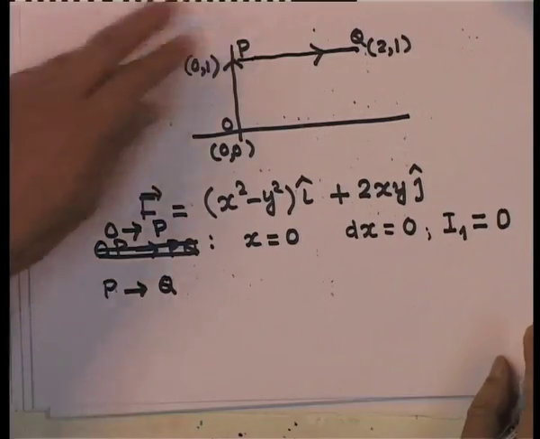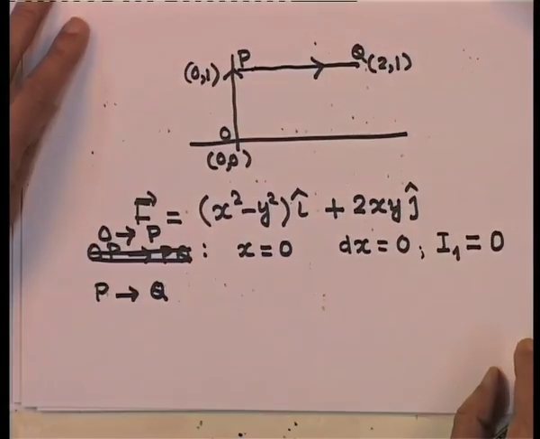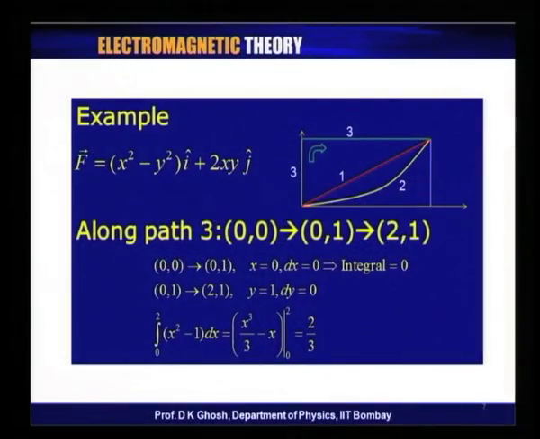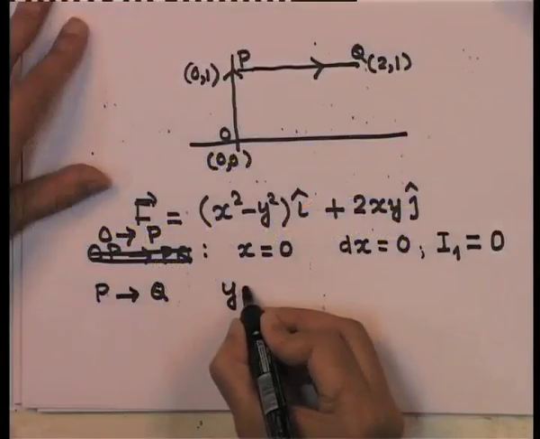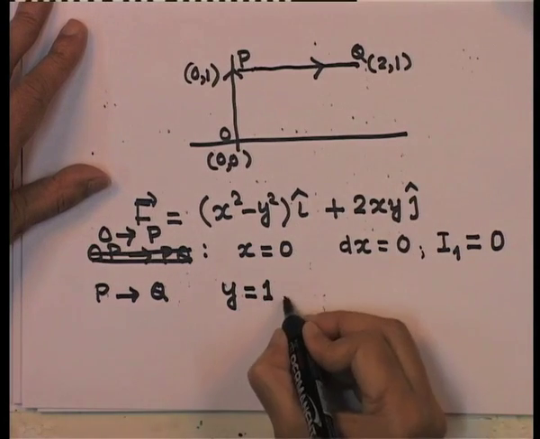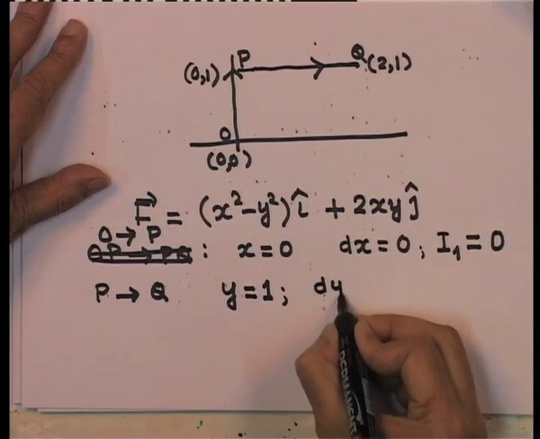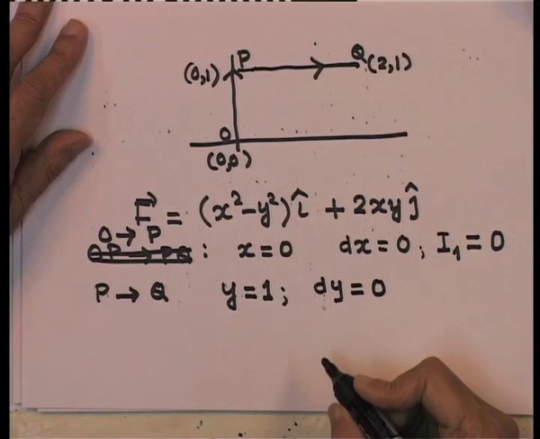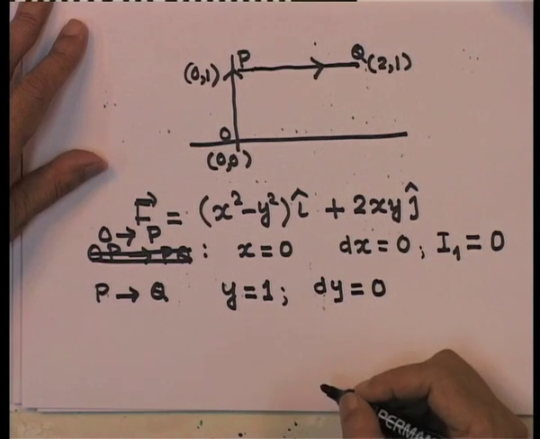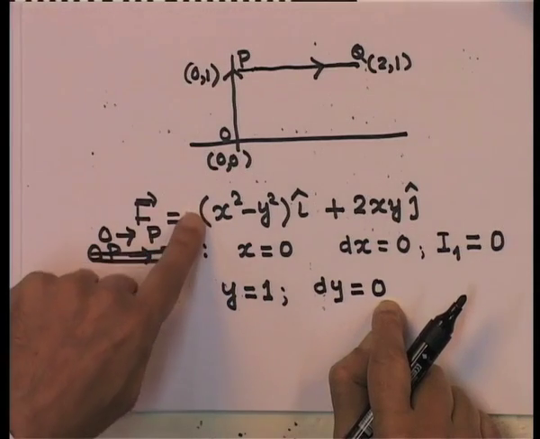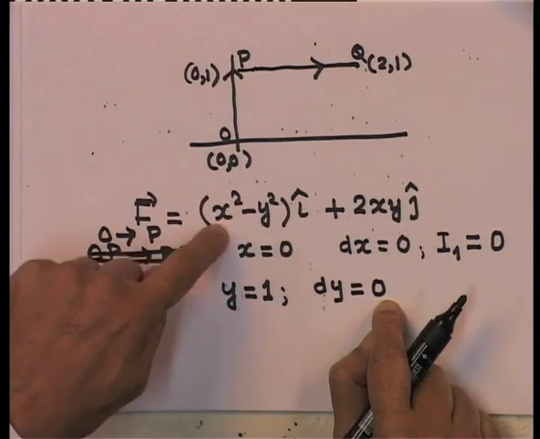Now, when I go from P to Q, my value of y remains constant, y is equal to 1. Once y is equal to 1, dy of course becomes equal to 0, because constants have differentiation equal to 0. So, since dy is equal to 0, I am only going to have to compute f x dx.